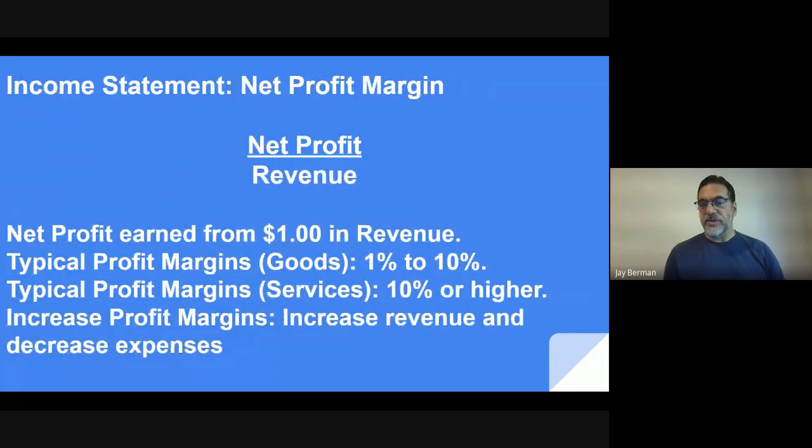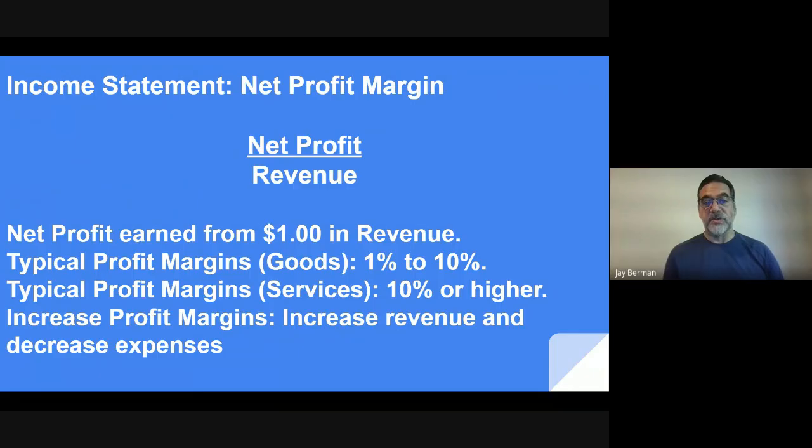So net profit margin is calculated by taking your net profit, which I covered in episode 2, and dividing it by revenue. What does net profit margin show you? Well, it shows you how much net profit you earn from $1 in revenue. So let's say, for example, your net profit margin is 5%. That means for every dollar you earn in revenue, your net profit is 5 cents.